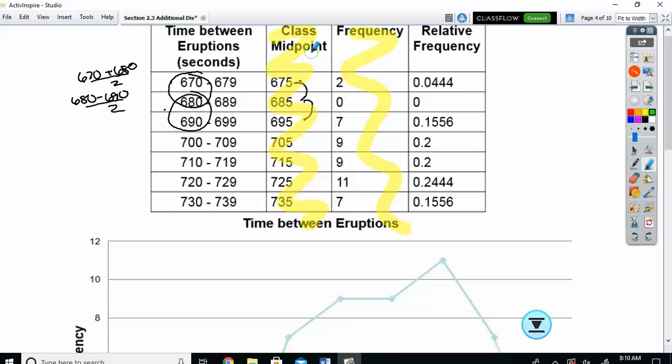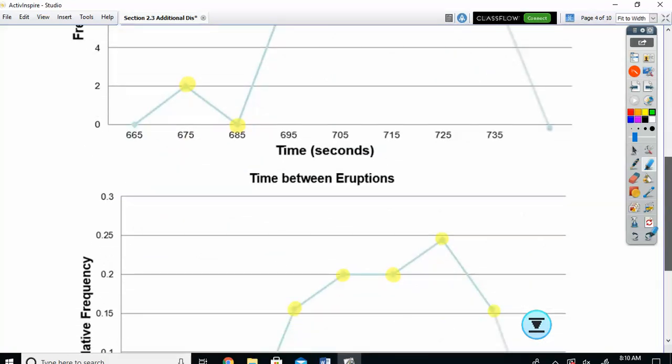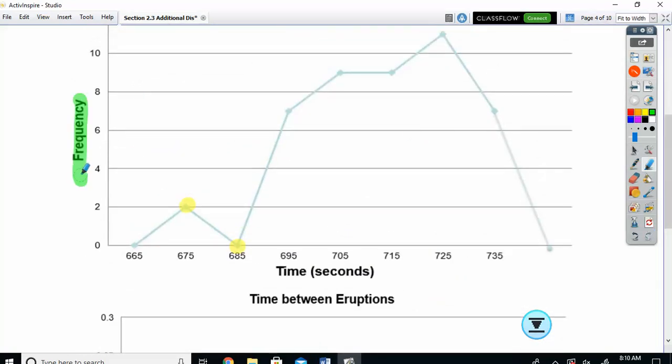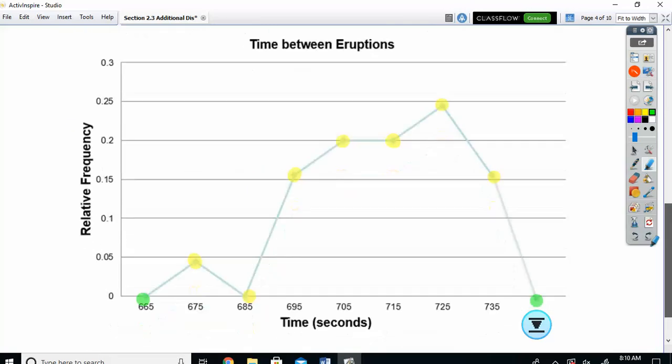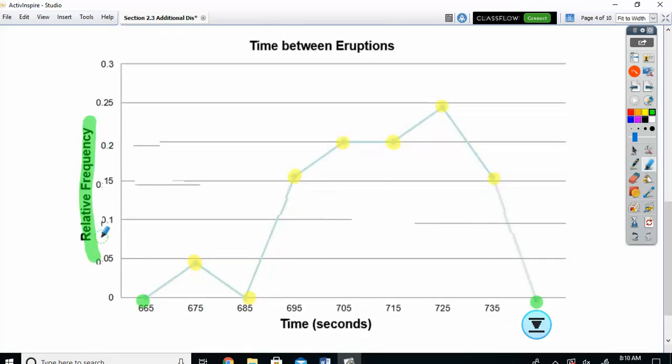You can graph that for frequencies or relative frequencies. They're going to look exactly the same except for the numbers on your y-axis. So the shape is the same. It's just a matter of if you use frequency or relative frequency there. Just like with the bar graphs and the histograms, the shape doesn't change.